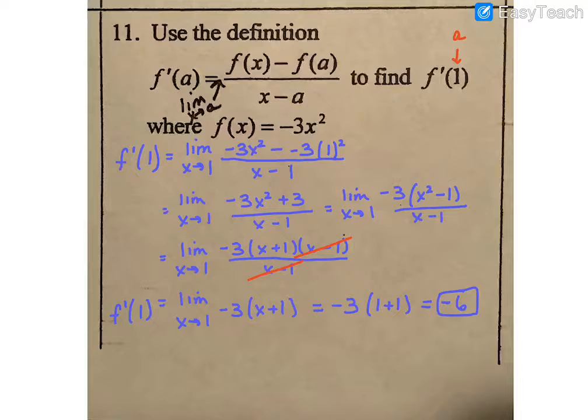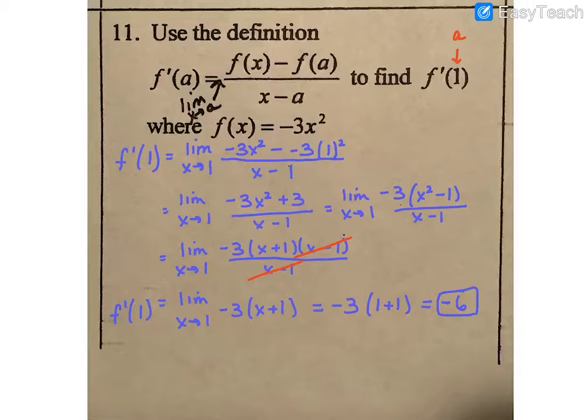Now, keep in mind, you can check yourself. If we go back up here and use our quicker methods, f of x is negative 3x squared, f prime of x then becomes negative 6x. And when you plug in 1, negative 6 times 1 is negative 6.